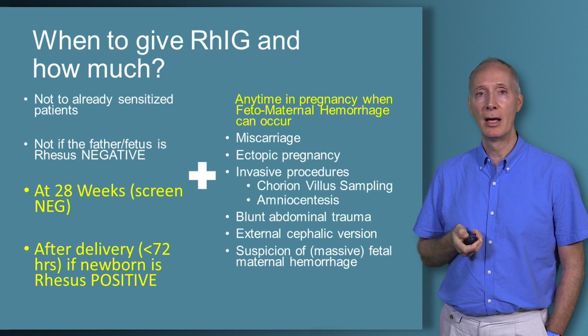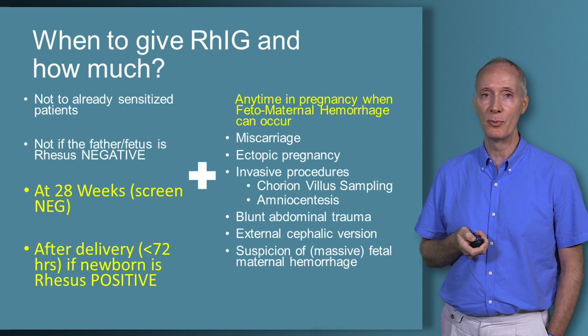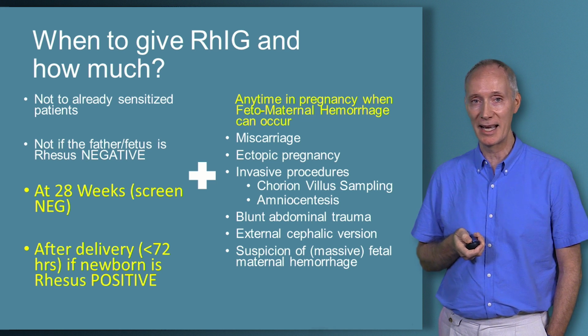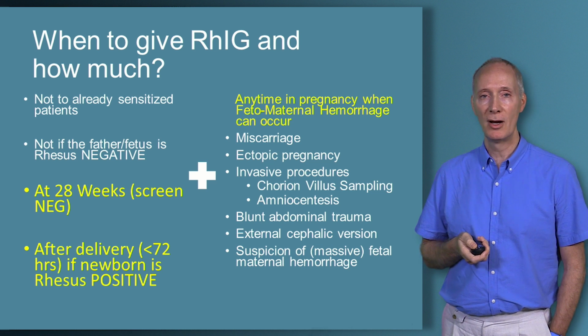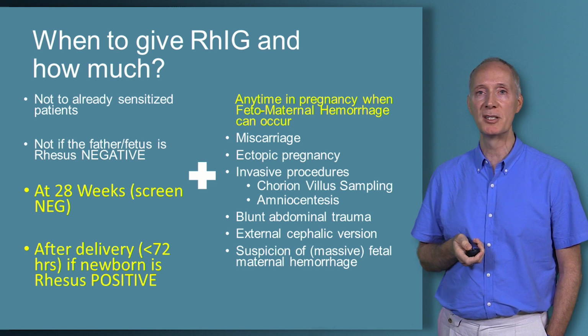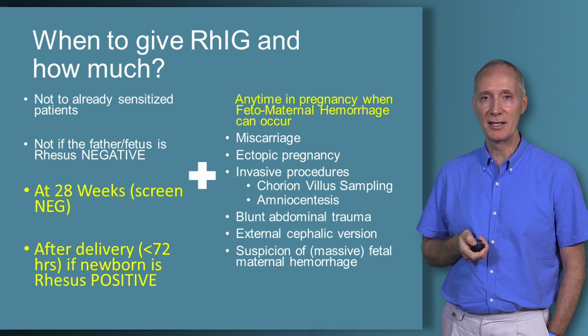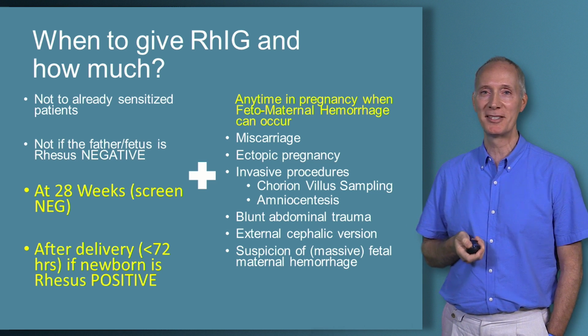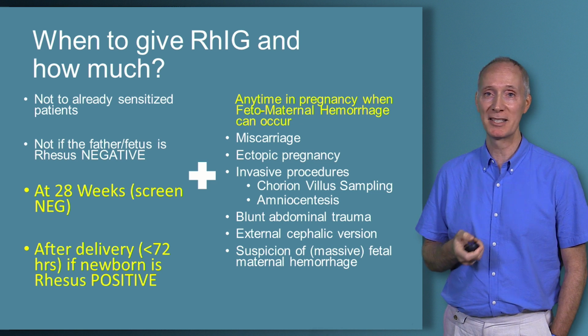Routinely, we give RhoGAM or rhesus immunoglobulin at 28 weeks if the screen is negative at that time, and after delivery within 3 days of birth if the newborn is rhesus positive. In addition, we give rhesus immunoglobulin anytime in pregnancy when fetal maternal hemorrhage can occur. So when the mixing can occur.